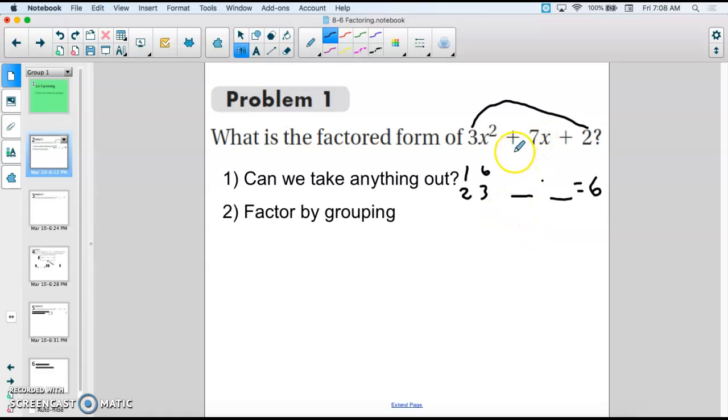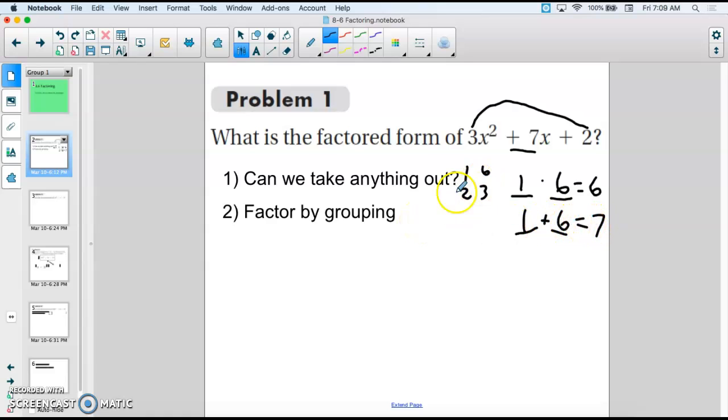Which one is it? Well, it has to add up to this middle number here. Okay, so in our case, it has to add up to 7. Well, 2 plus 3 is 5, so that's not going to work. It's 1 and 6. Okay, so 1 times 6 is 6, and 1 plus 6 is 7.